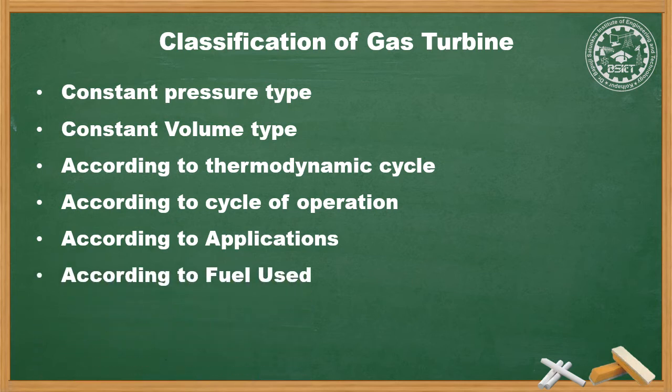And the last is according to the fuel used. According to the fuel used, the gas turbine may be classified as coal gas, producer gas, blast furnace gas, oil and coal, kerosene, paraffin, and diesel gas turbine. So these are the different classifications of gas turbine. A question regarding the classification of gas turbine has been asked in a previous examination.